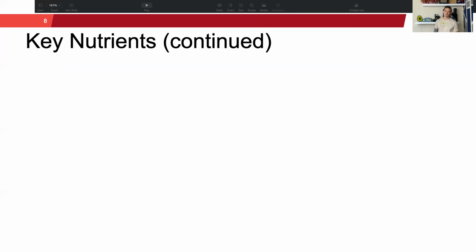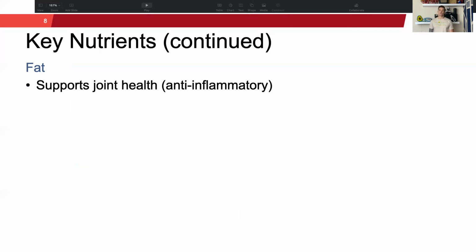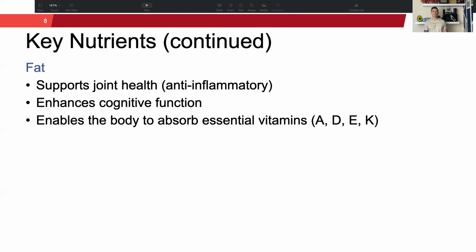Key nutrients continued. Fat, the dreaded fat that everyone has villainized for so long. It supports joint health. Fat is an anti-inflammatory, so it definitely helps reduce swelling across joints, improve joint health and reduce pain. It enhances cognitive function, so it works your grey matter, helps you think better, clearer, with less brain fog. 70% of your brain is made of fat, so that might have something to do with that.